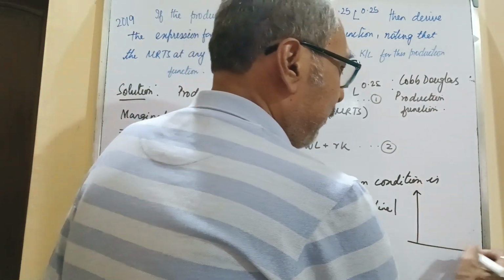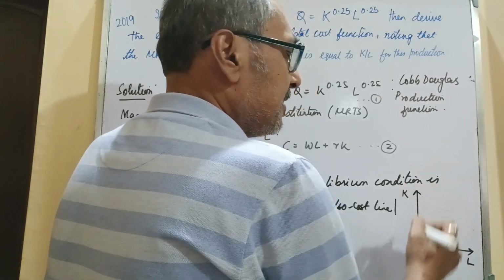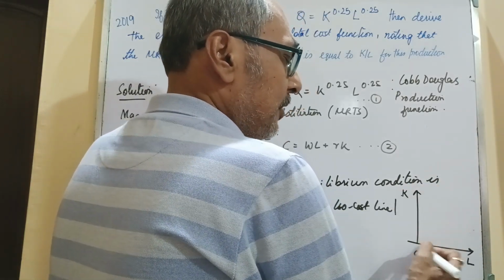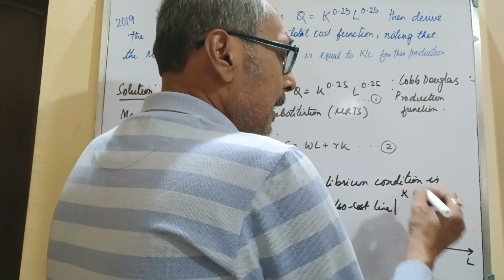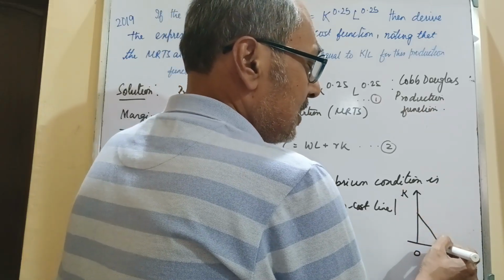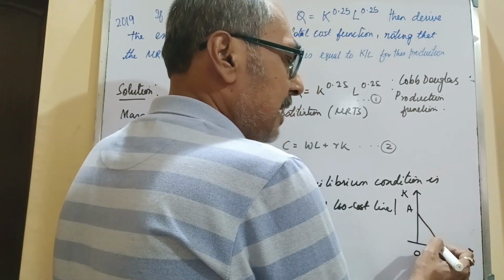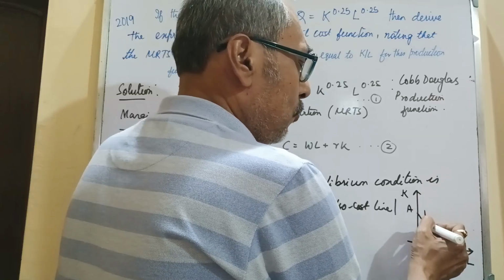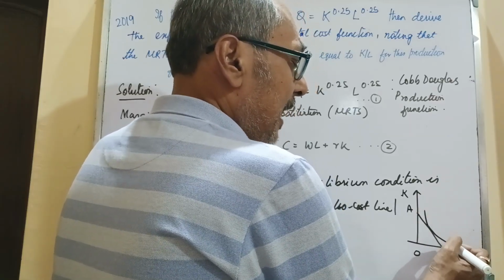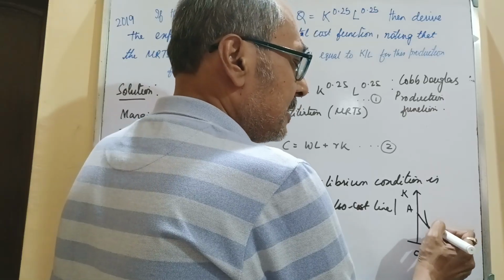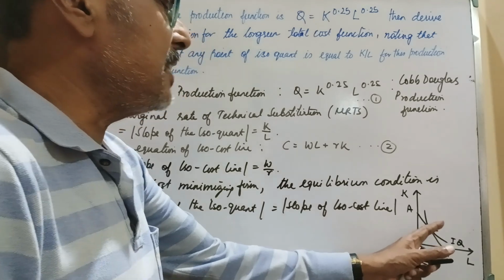I am drawing a graph here. On the horizontal axis, we are measuring labor. On the vertical axis, we are measuring capital. The isocost line is a downward sloping straight line. Say this is called AB. AB is the isocost line. And the isoquant is regular shaped. This is the isoquant, denoted by IQ, and this is the point E, where the isoquant and isocost line are tangent to each other.